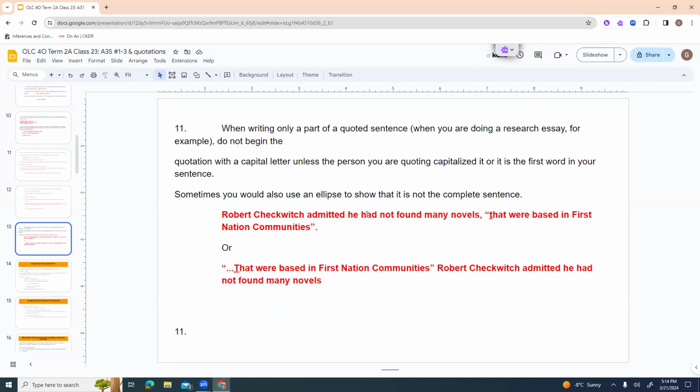So Robert Checkwich admitted he had not found many novels that were based in First Nation communities. So this is obviously the middle of a sentence, so they didn't bother putting a capital there. It would look a little bit odd. It might be confusing. Now, I tried to change it around, but it changes the meaning of the sentence so much. So don't look at the meaning, but if the quote was the beginning, then I would have put a capital, even though here that doesn't necessarily make any sense.